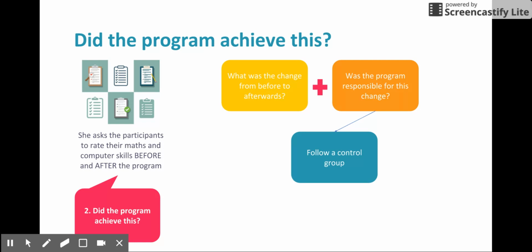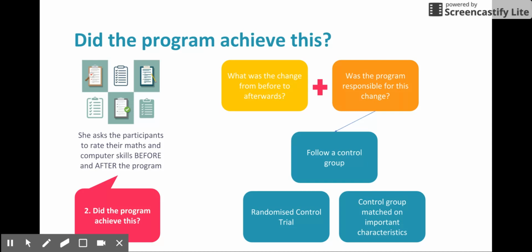We can follow a similar group of people who aren't taking part in the Super Skills programme and see whether they also improved their skills. This group is known as a control group. Ideally, we would randomly allocate the programme so that we don't just get all the keen people participating and the unmotivated people in the control group. If this were the case, we wouldn't know whether our programme was responsible for the skills improvement or just the motivation of the people. Randomly allocating the programme is known as a randomised control trial and is the gold standard way to measure impact.